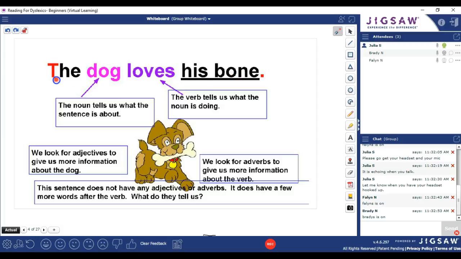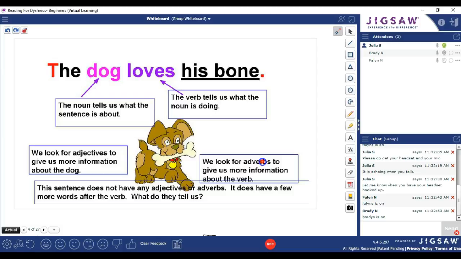Okay? So when we read a sentence, the dog loves his bone, we look for the noun first. That tells us what the sentence is about. Then we look for the verb. That tells us what the noun is doing. So the noun tells us who or what the sentence is about. The verb tells us what's going on in the sentence. What is that noun doing, right? Then we look for adjectives to give us more information about the dog, but we do not have any adjectives in this sentence. Then we look for adverbs to give us more information about the verb.